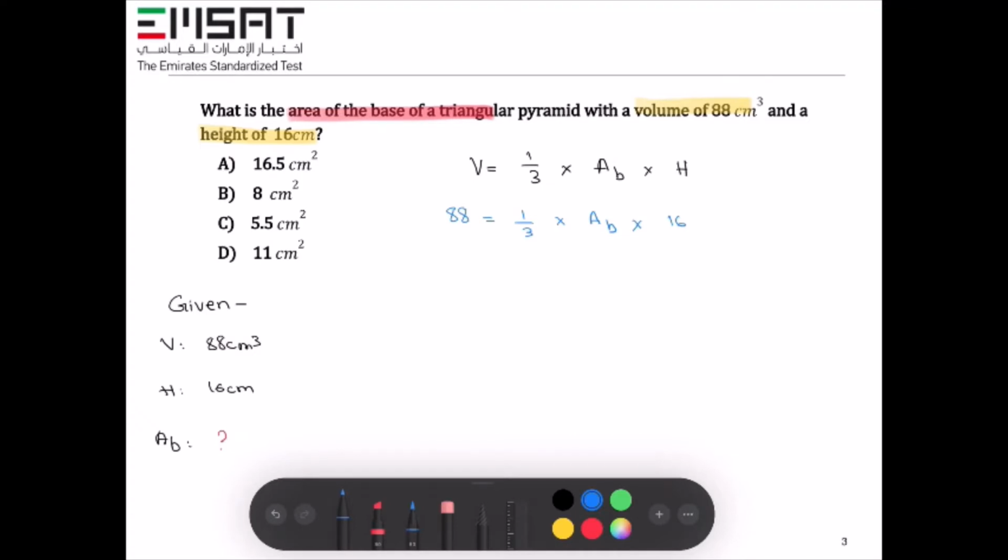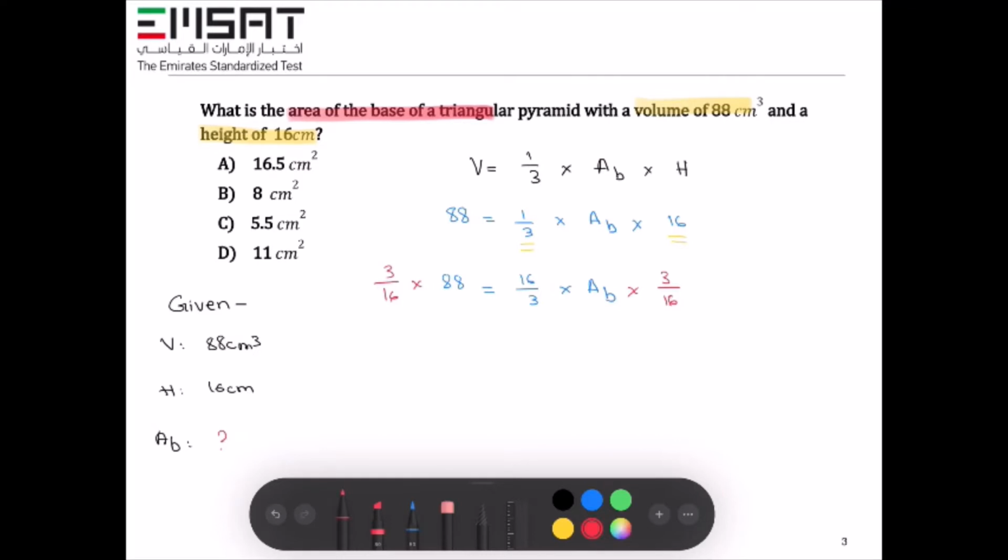Now to find the area of base, we can combine 16 and 1 over 3 to be one fraction. It will be 88 equals 16 over 3 times area of base. To get rid of 16 over 3, multiply each side by 3 over 16. Multiplying it by 3 over 16, and 3 over 16.